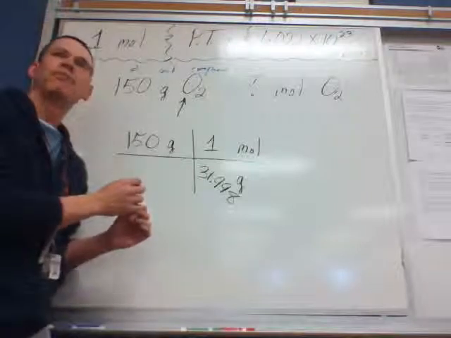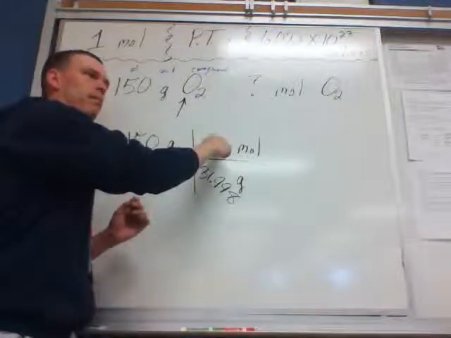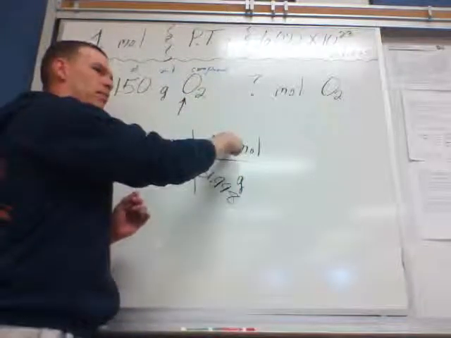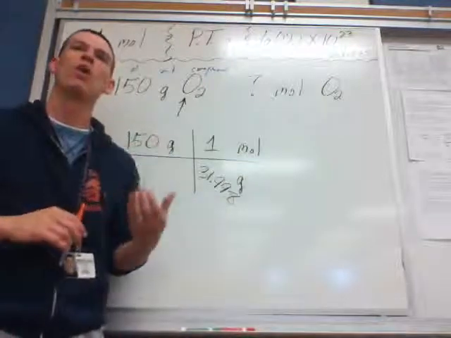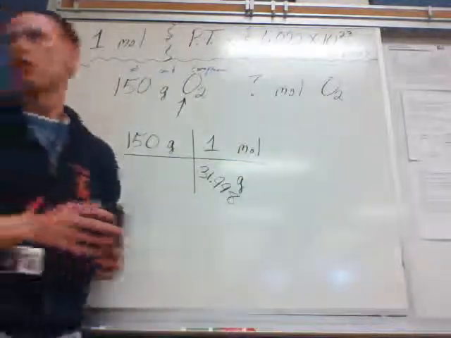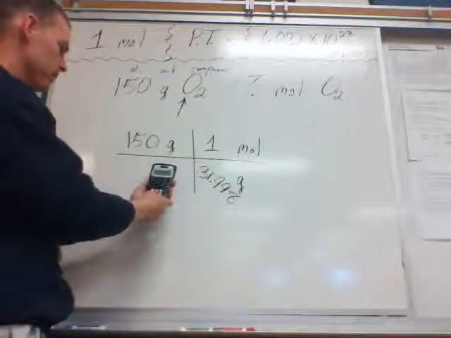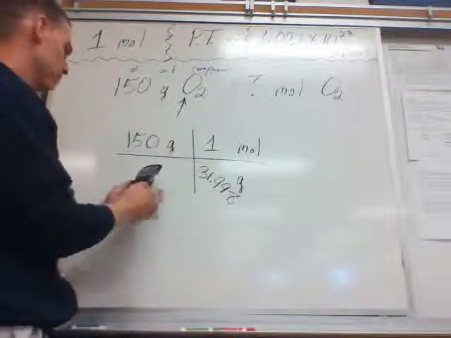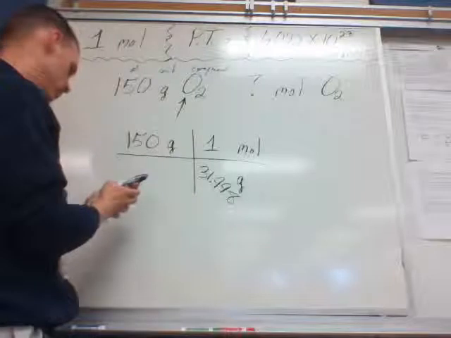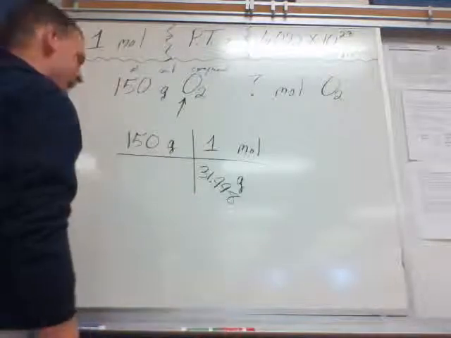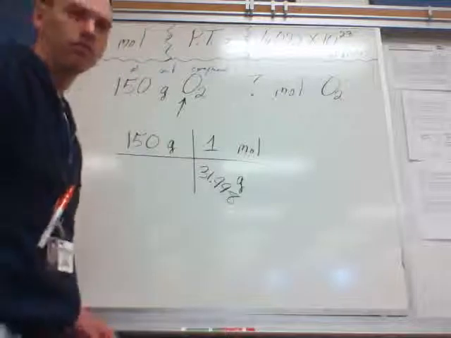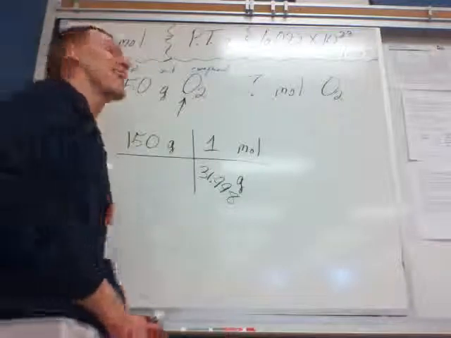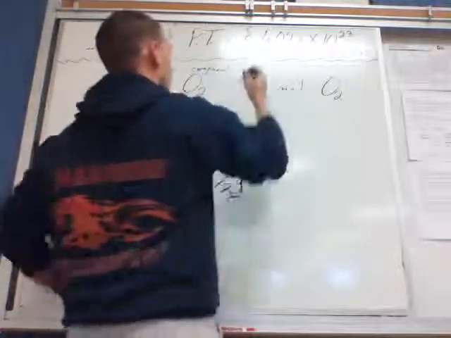Solving the grid's very easy. You multiply across the top and divide by the bottom. Type that into your calculator. Multiply across the top and then divide by the bottom. You can do it all as one function. So I'm going to type 150 times 1 divided by 31.998. Go 2 numbers past the decimal. What do you get? I get 4.69 if you round properly.